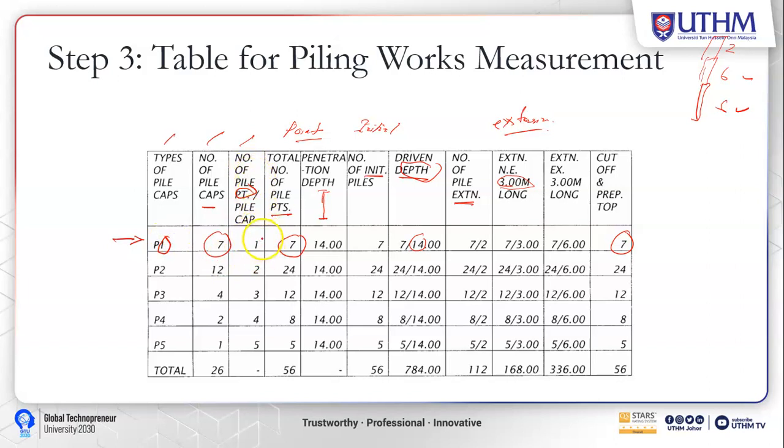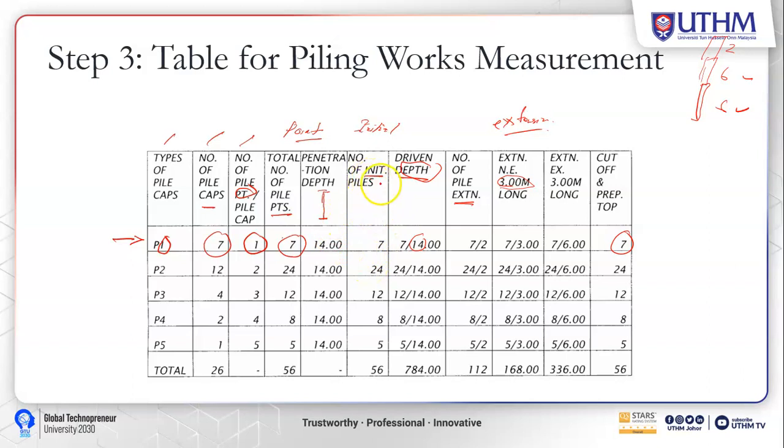Immediately for P1, take this one and indicate the point. Pile cap type 1 is equal to 1 point. You have 1 point, and then the design penetration depth is 14. So it is a standard, just use the number given, 14 meter.